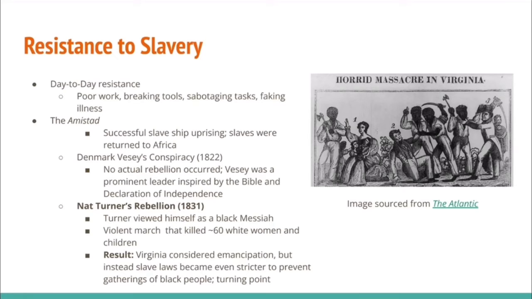This shocked the state of Virginia, and a very important thing to know is the result. Virginia considered emancipation, but instead slave laws became even stricter to prevent gatherings of black people, free and slave alike. This marked a turning point in the conversation about slavery and the fact that emancipation was considered. It really brought slavery into politics.